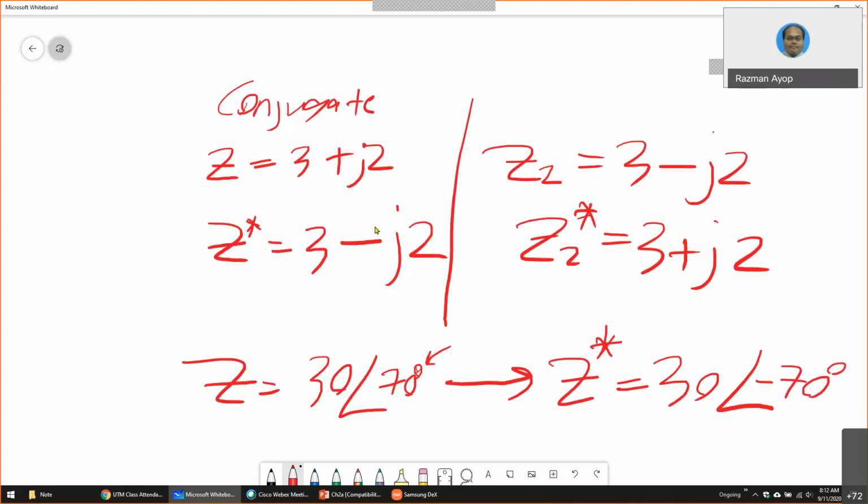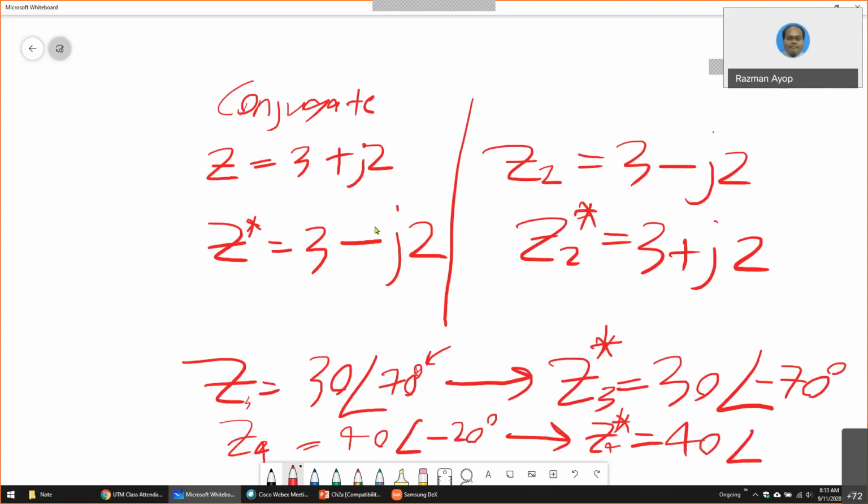Same way for z3, if it is 40 at negative 20 degrees, then the conjugate of z3 equals 40 at positive 20 degrees. So that is how you do the conjugate.